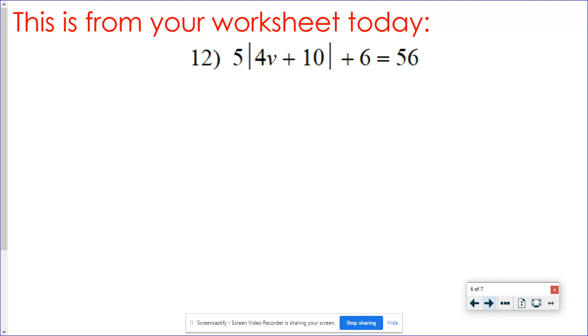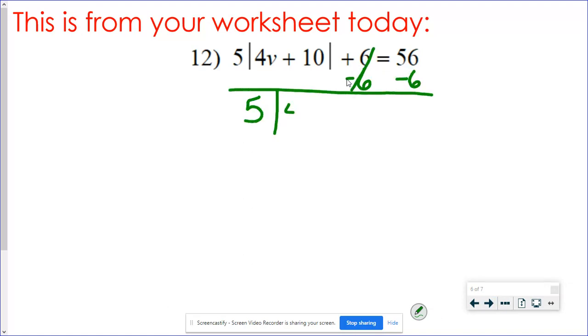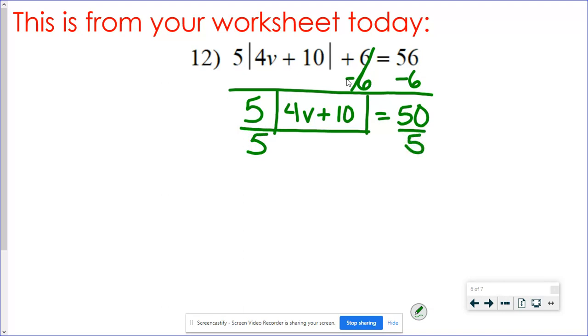I've got two things to get rid of just to get my absolute value part by itself. So I've got 5 times my absolute value plus 6 equals 56. Remember, think about that absolute value like a giant variable. So it's like 5x plus 6. I would have to get rid of the plus 6 part first. So I'm going to have 5 times my absolute value. And then again, we don't distribute, even though the 5 is positive, we do not distribute into absolute value. I'm going to divide by 5. So I'm going to get my absolute value finally by itself.